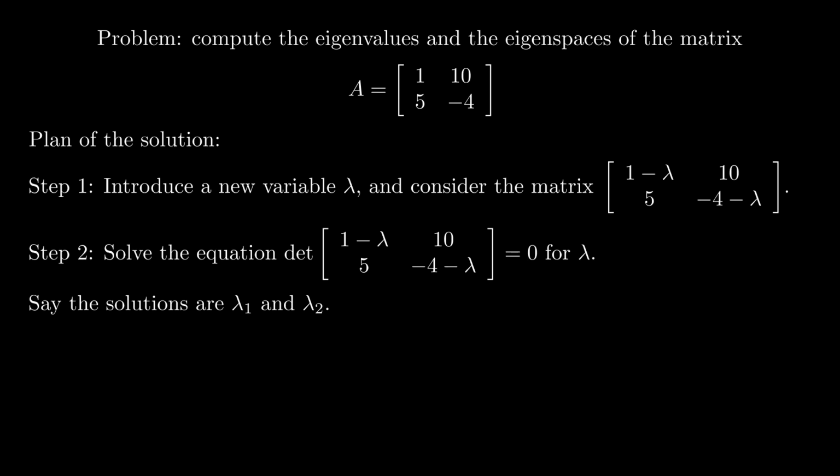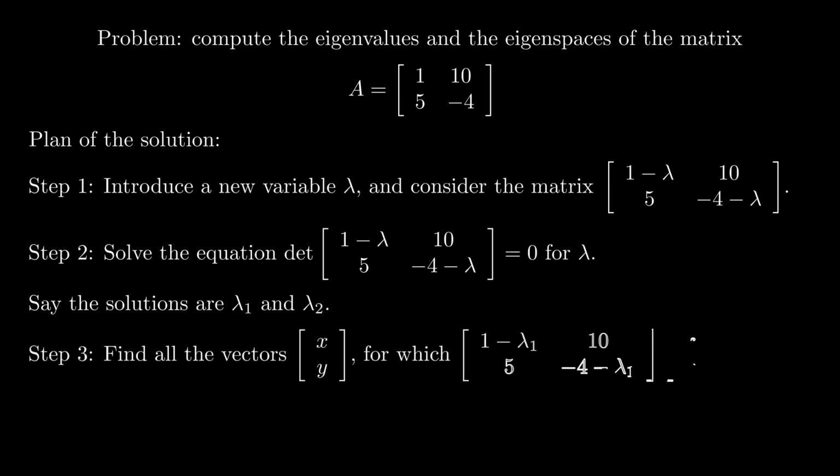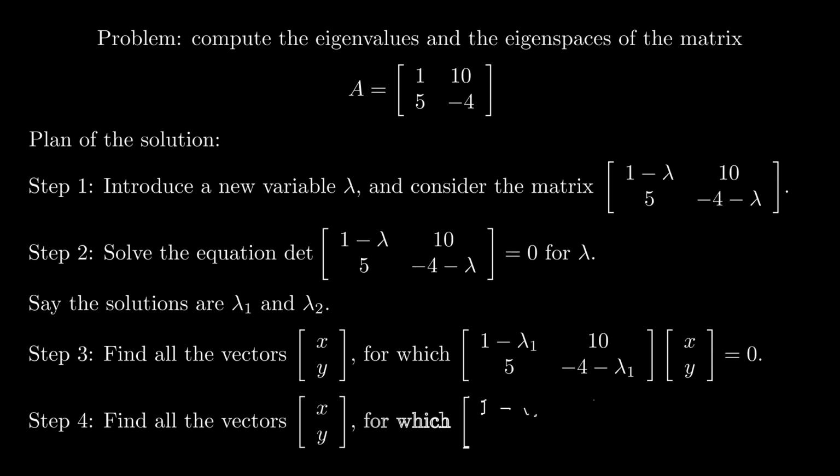After that, we need to essentially repeat the same step for each of the eigenvalues. To start with, for the first eigenvalue, lambda 1, we need to find all the vectors x, y, which are the solutions to that equation here: 1 minus lambda 1, 10, 5, -4 minus lambda 1 times the vector xy is equal to 0. Another way to say this is that we are computing the null space of this matrix here. Finally, in the last step, we need to do exactly the same thing with lambda 2 taking the place of lambda 1.